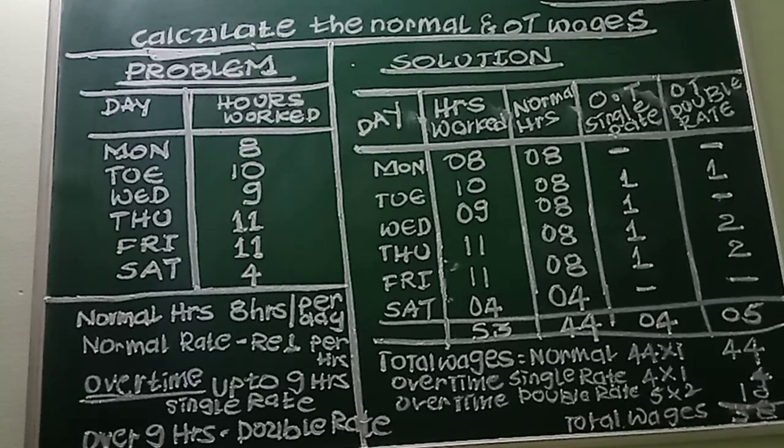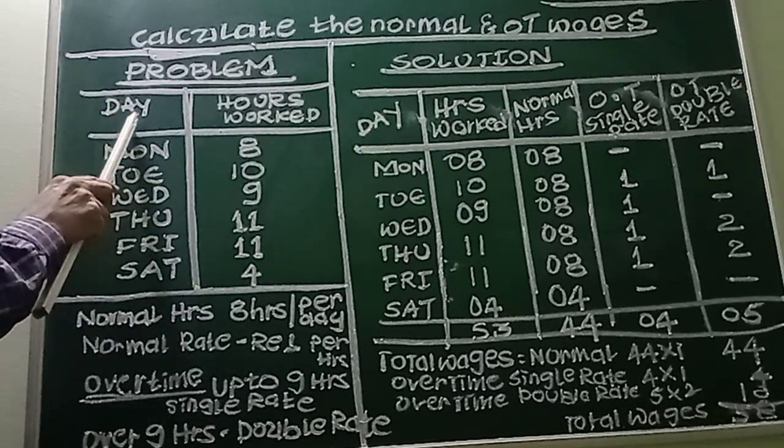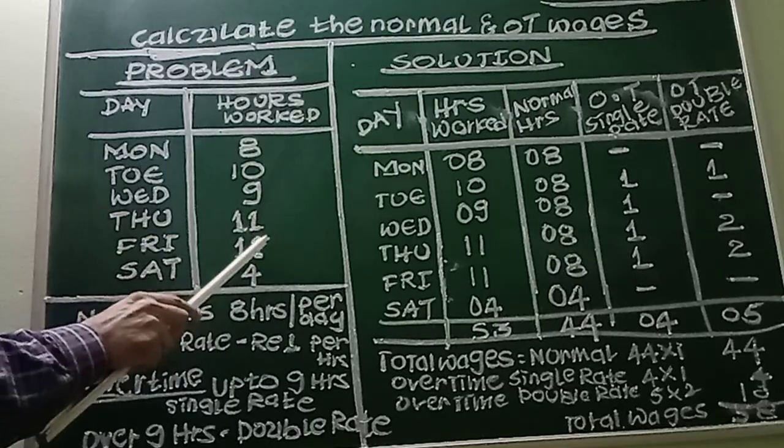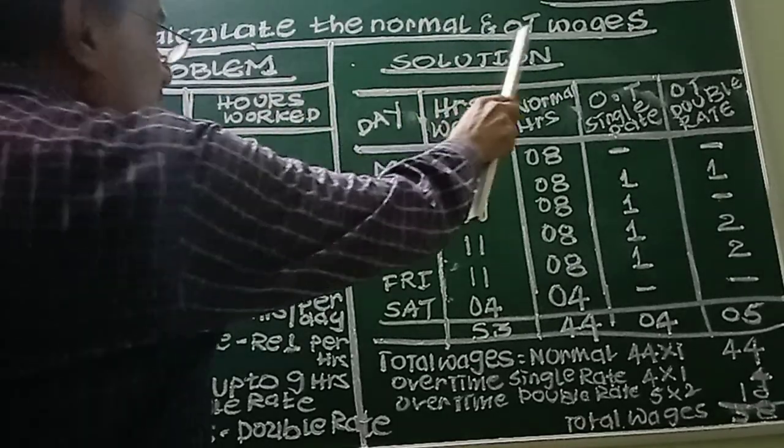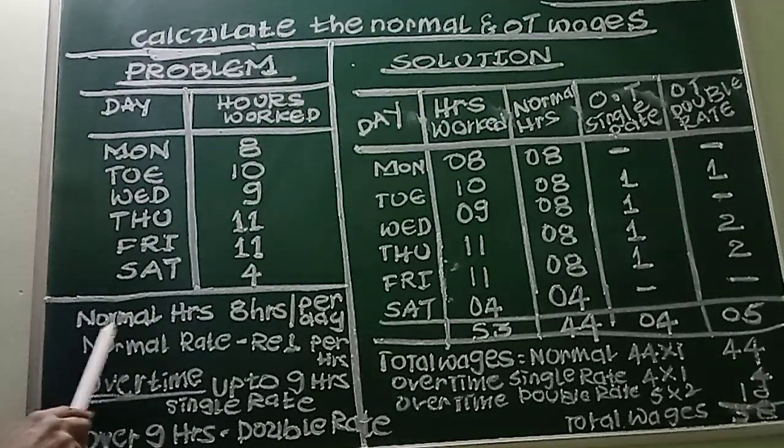Again, I would like to amplify and summarize what problem we have learnt today. You will be given the days and the hours. We have to calculate normal and overtime wages. What is the normal hours? 8 hours per day will be considered as normal. Normal rate is 1 rupee per hour. And how to calculate the overtime wages? Overtime wages will be calculated up to 9 hours. He will be paid at a single rate. If he exceeds 9 hours, he will be paid at a double rate.